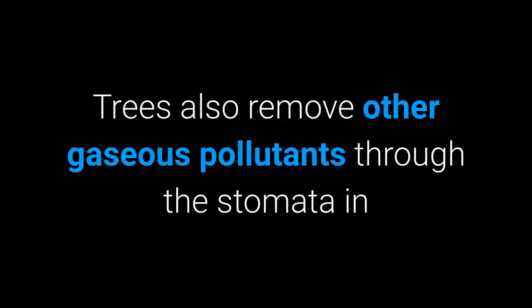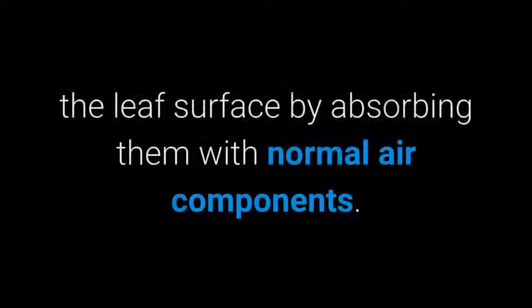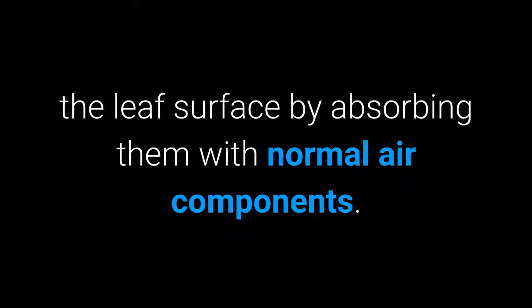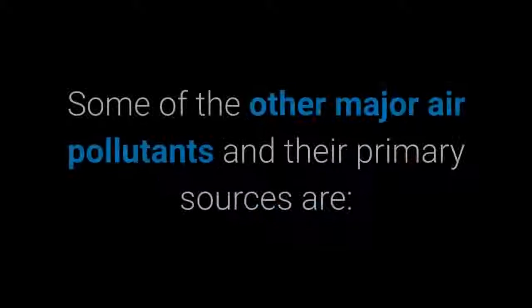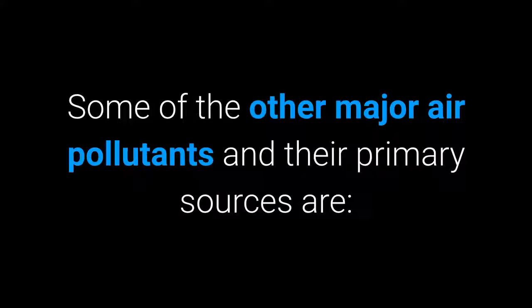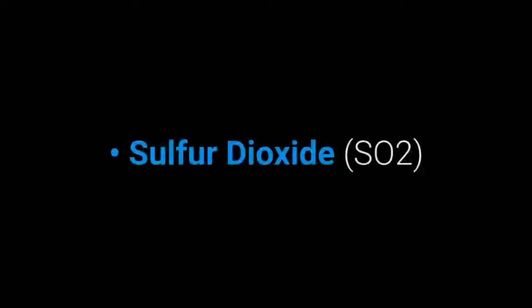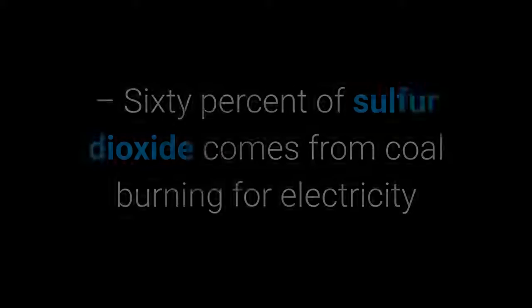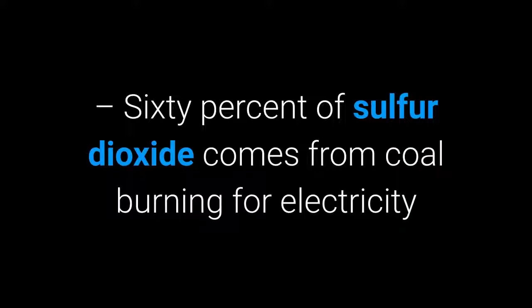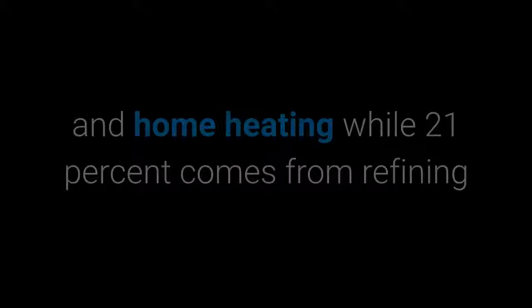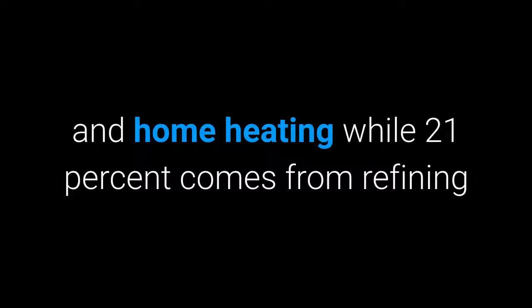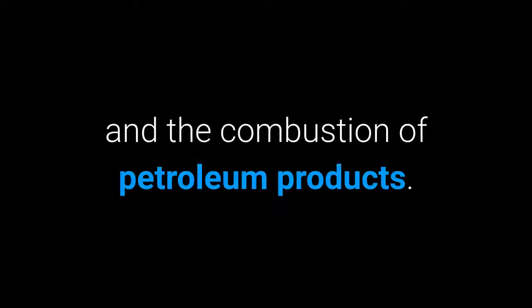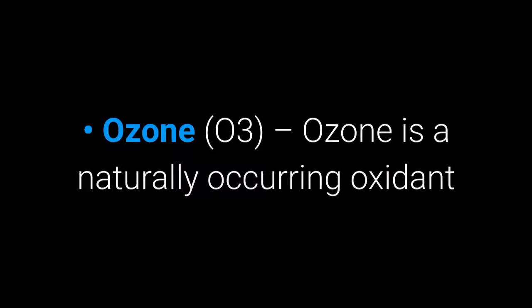Trees also remove other gaseous pollutants through the stomata in the leaf surface by absorbing them with normal air components. Some of the other major air pollutants and their primary sources are sulfur dioxide (SO2). 60% of sulfur dioxide comes from coal burning for electricity and home heating, while 21% comes from refining and the combustion of petroleum products. Ozone (O3).